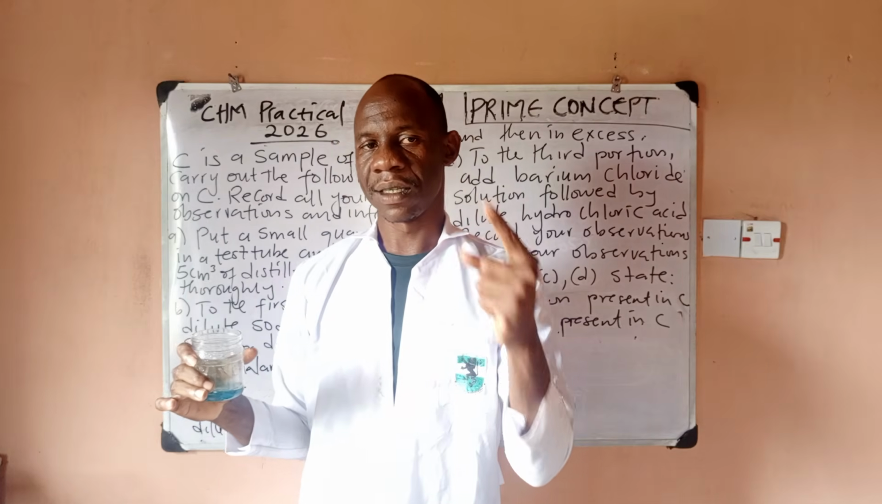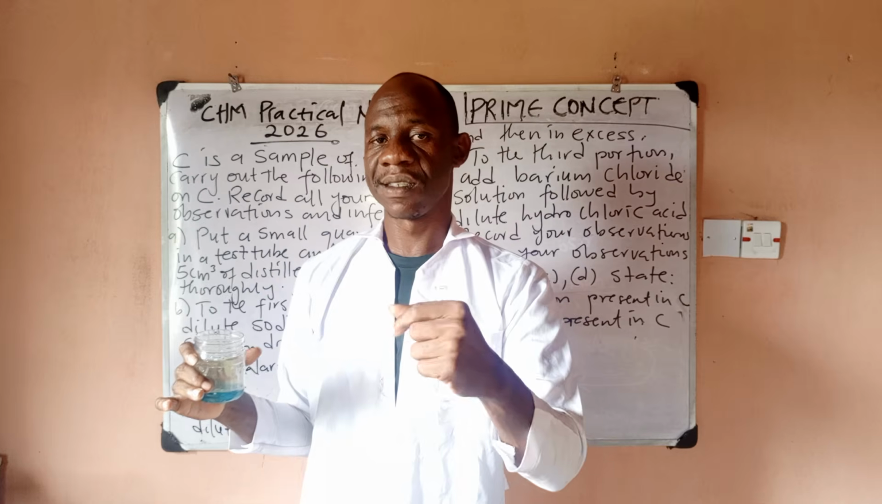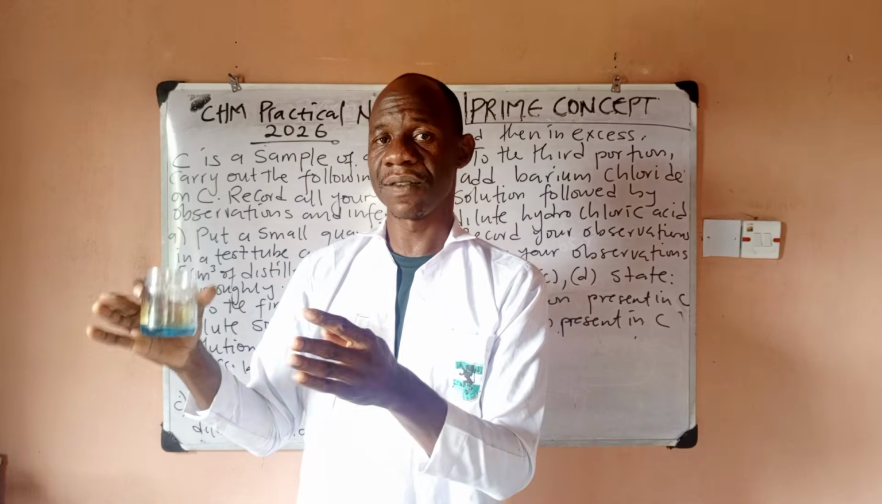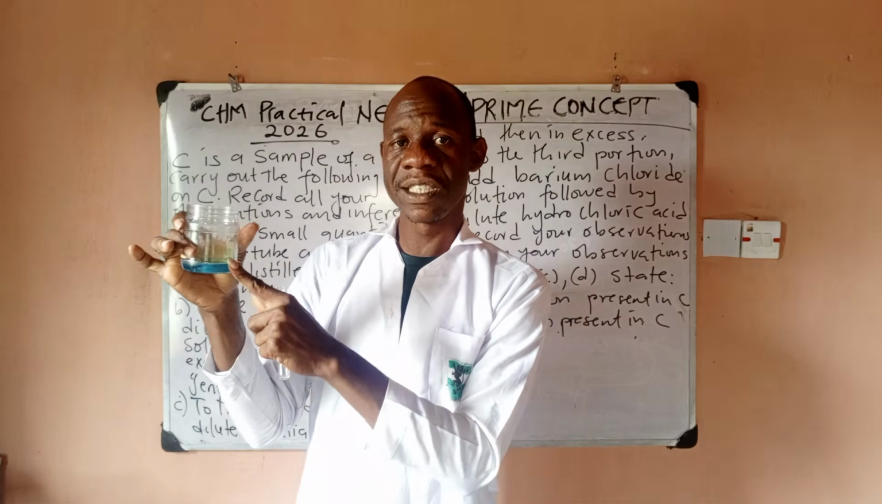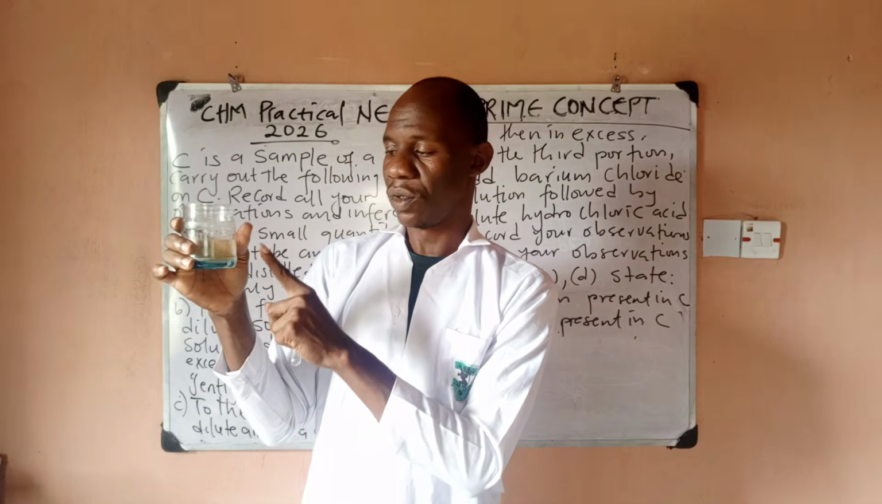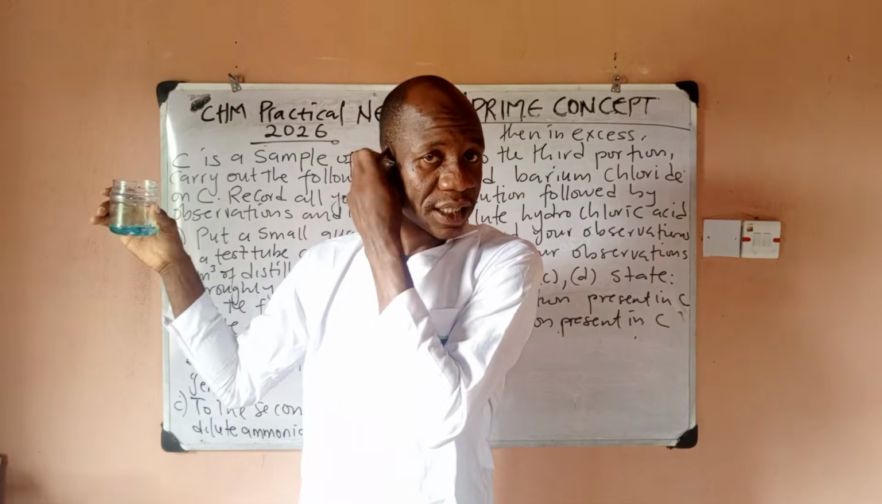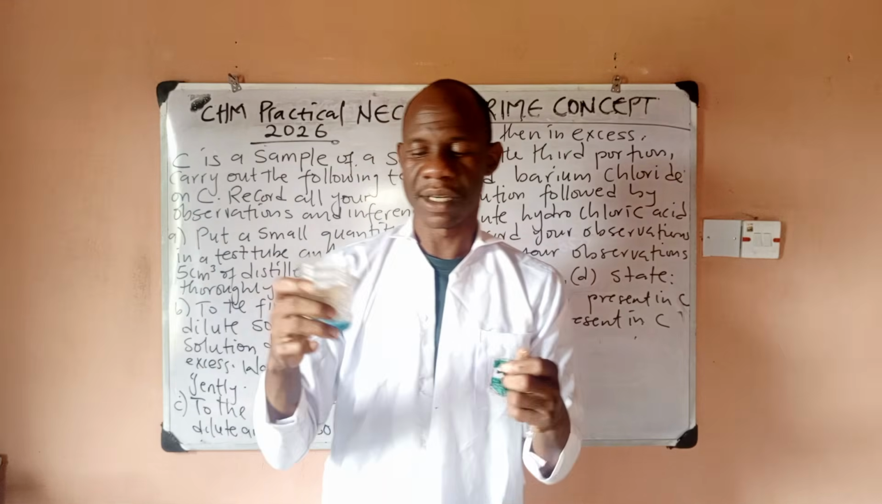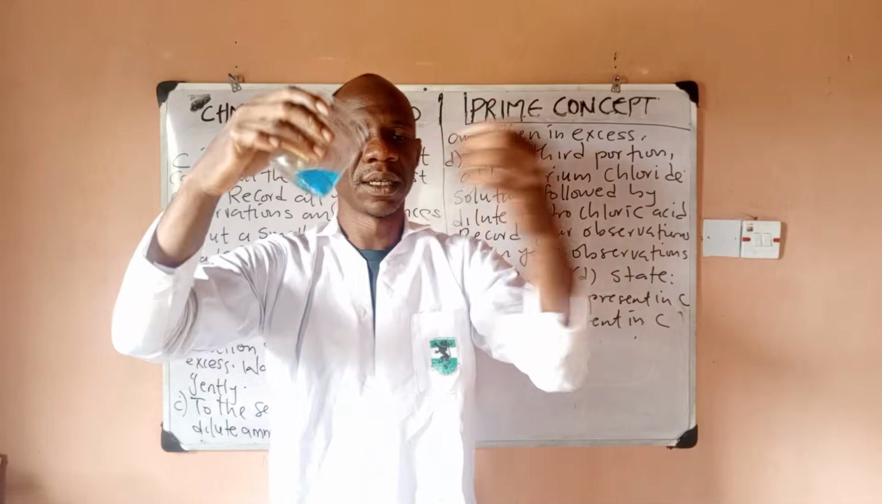The test is sample C plus distilled water. What is your observation? Sample C is soluble. Sample C forms a blue solution. What is your inference? Copper is likely to be present. I'm going to give you the report anyway.